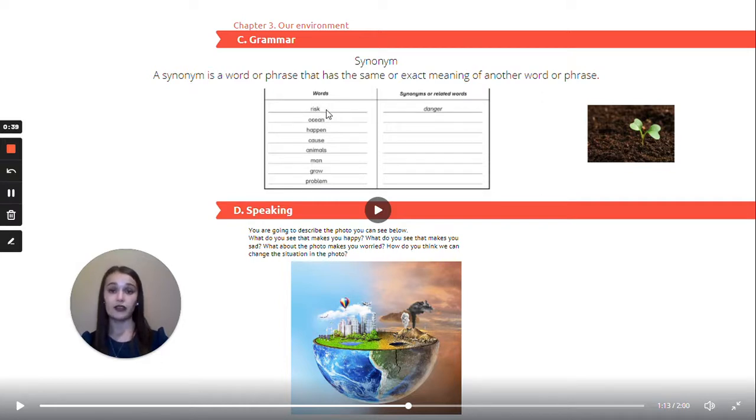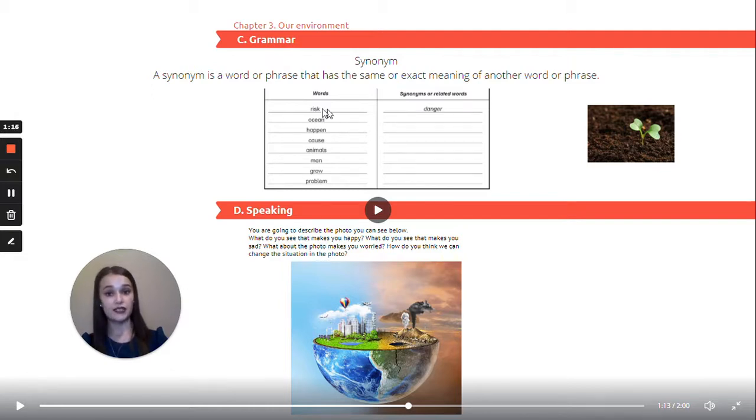Risk. I can use the word risk in a sentence and say, you are at risk of getting hurt. If I change the word risk with the word danger and I say, you are at danger of getting hurt, the sentence still has the same meaning because I used a synonym for risk. So different word, different spelling, different pronunciation, more or less the same meaning. And it won't change the meaning of the sentence.